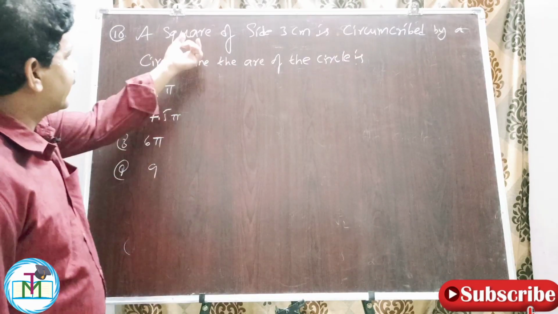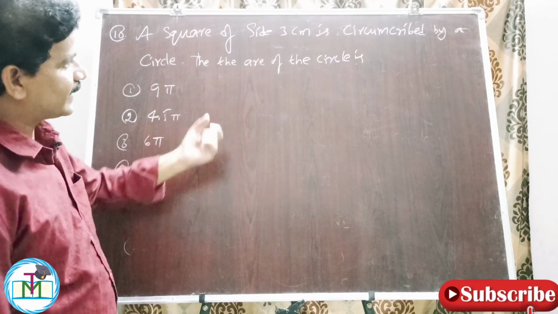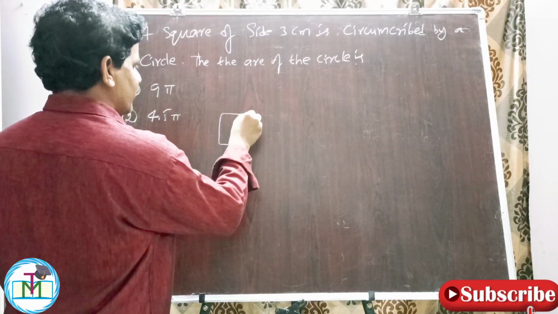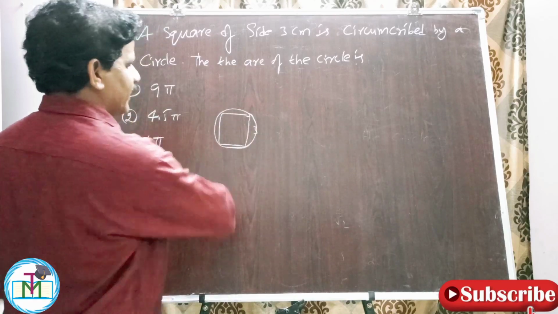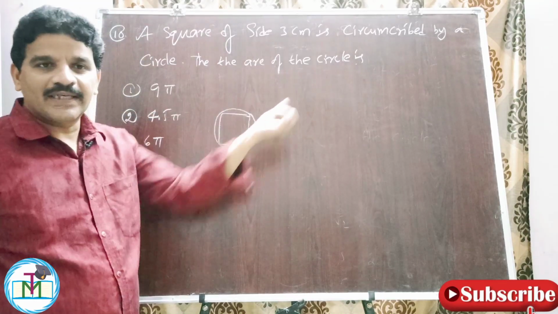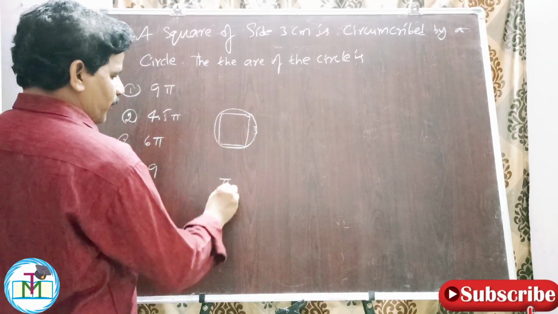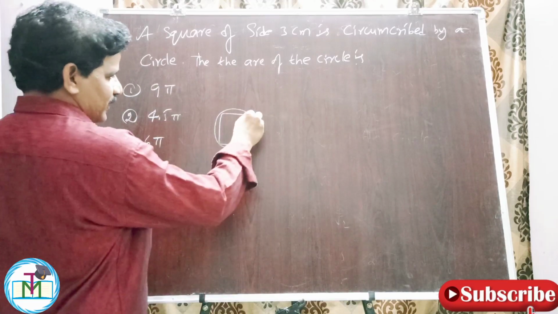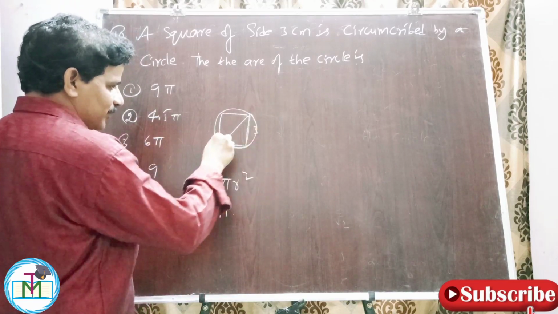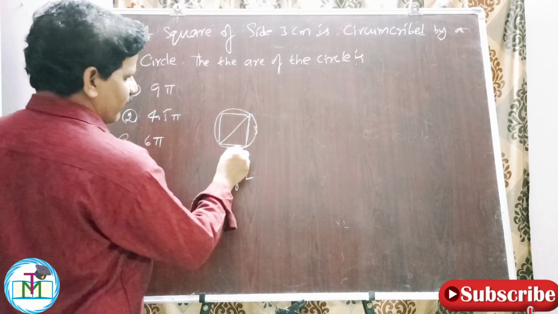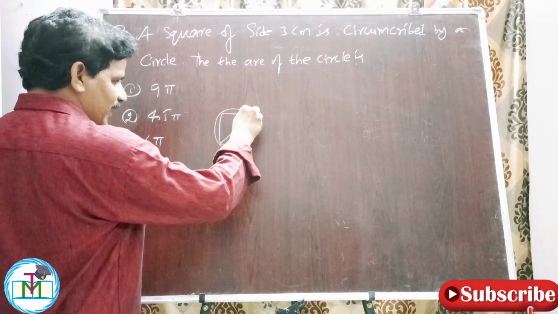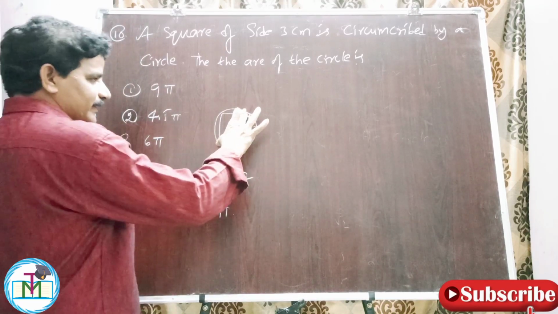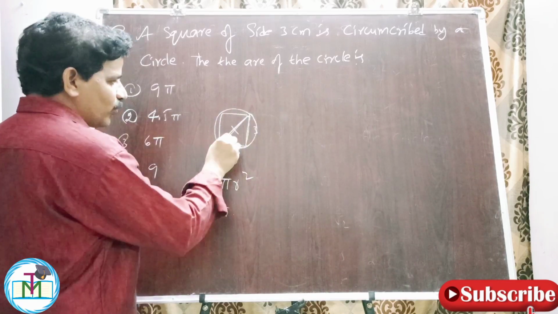Question number 10. A square of side 3 centimeters is circumscribed by a circle. Take a square of 3 centimeters which is circumscribed by a circle. Now I want the area of the circle. What is the area of the circle formula? Pi r square. I want r, means radius. Here this is the side of the square. This is the diagonal of the square. In a square all sides are equal. Therefore the length of the diagonal is the diameter.